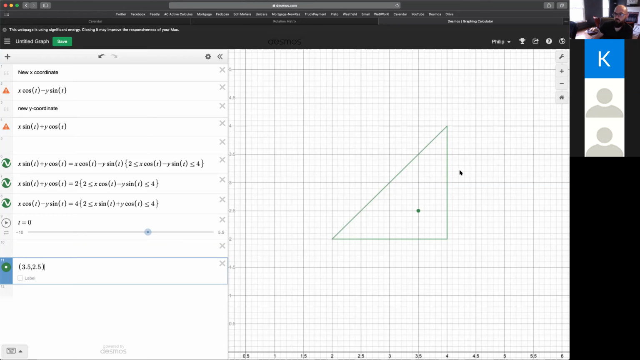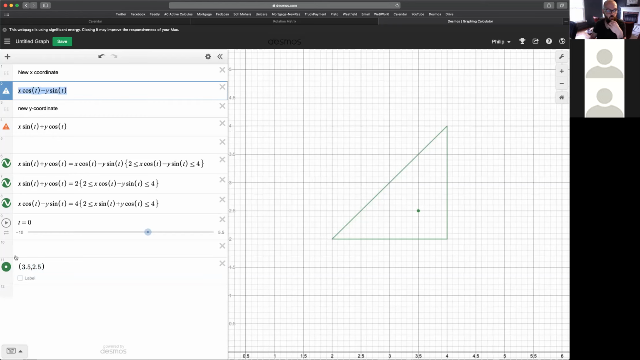I have another example of this up on YouTube as well, but I'll go through it here really quickly live so you can see that. If you're not rotating around the origin, what we're going to do is shift all of our coordinates here. We're going to shift our x's and our y's by this amount, by 3.5 and by 2.5.